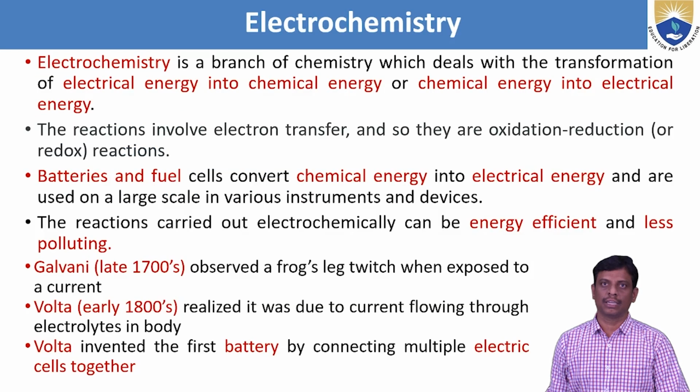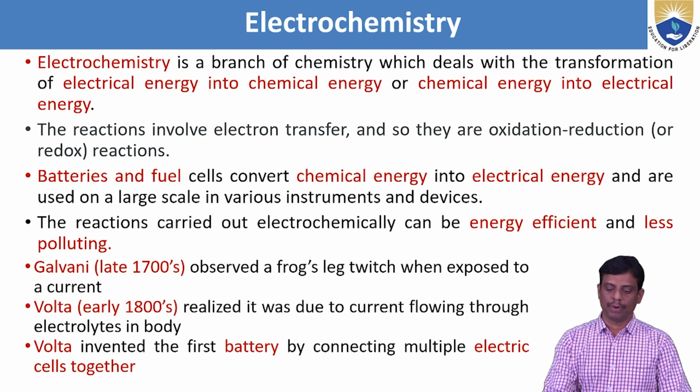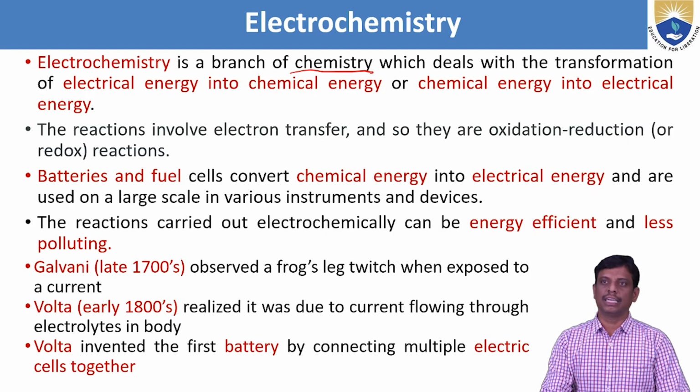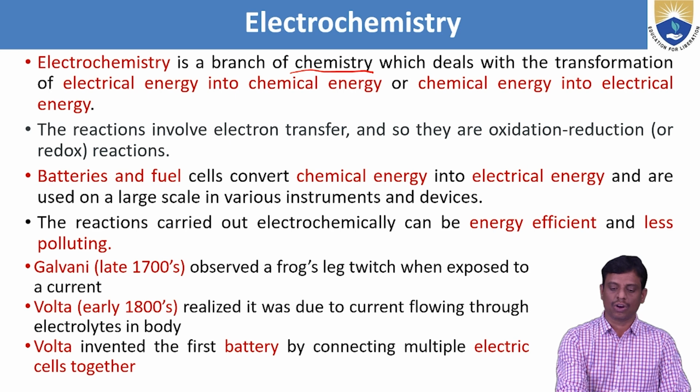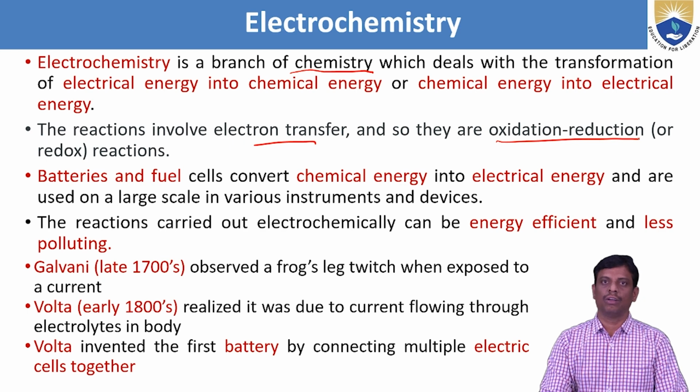Now we are going to discuss the introduction of electrochemistry. Electrochemistry is a branch of chemistry that deals with the transformation of electrical energy into chemical energy, or chemical energy into electrical energy. In these electrochemical reactions, electron transfer is involved, that is, oxidation-reduction or redox reactions.